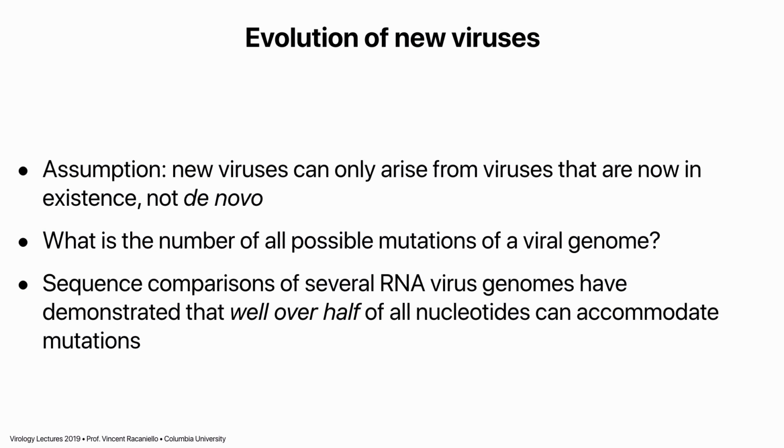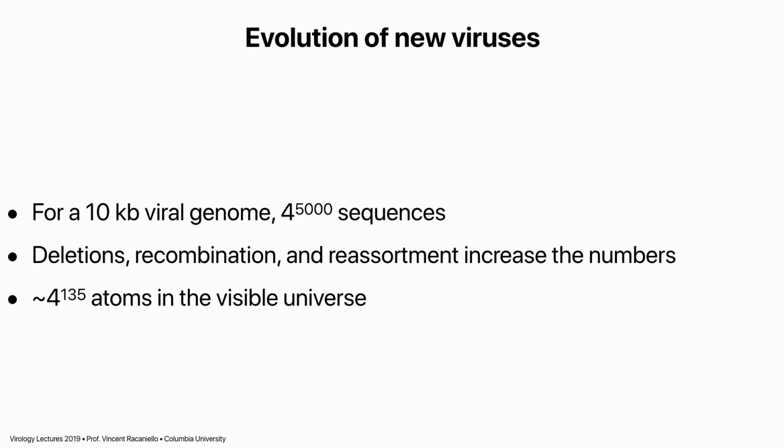What's the number of all possible mutations of a viral genome that would give rise to a new virus? Well, sequence comparisons have shown that over half of the nucleotides in an RNA genome can accommodate mutations. So let's make the assumption that that's correct. Of an RNA virus, over half of the bases can be mutated. So for a 10 kb viral genome, that means you could have 4 to the 5,000 different sequences arising during replication. And that would be even higher if you consider deletions, recombination, and reassortment. It's a huge number. This is the number of atoms in the visible universe. 4 to the 5,000 is huge.